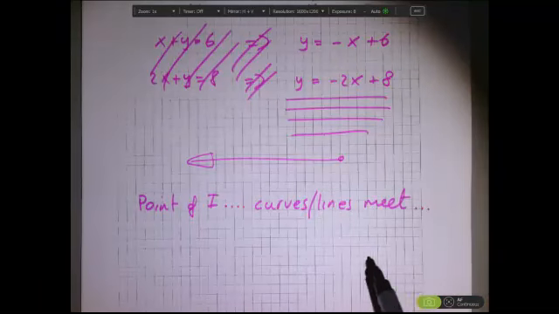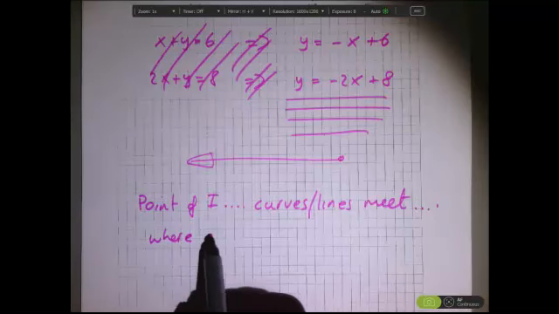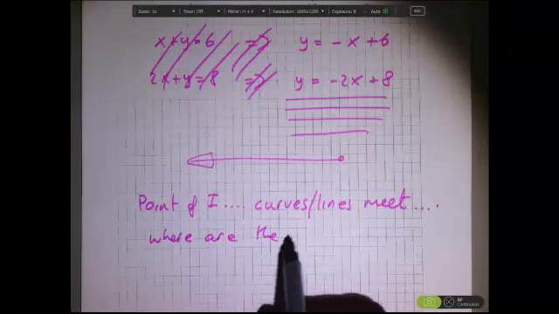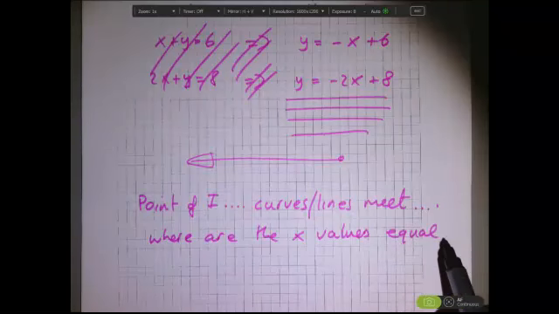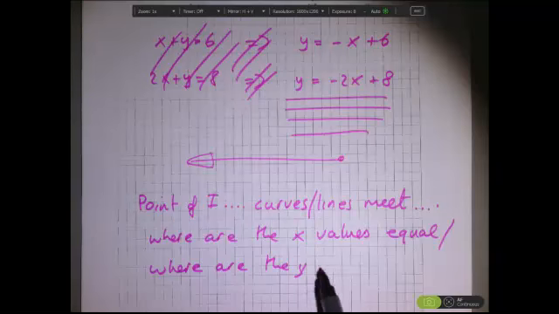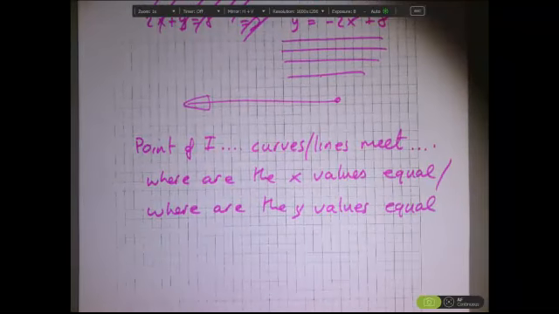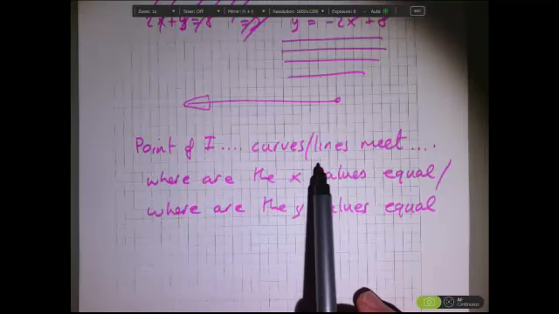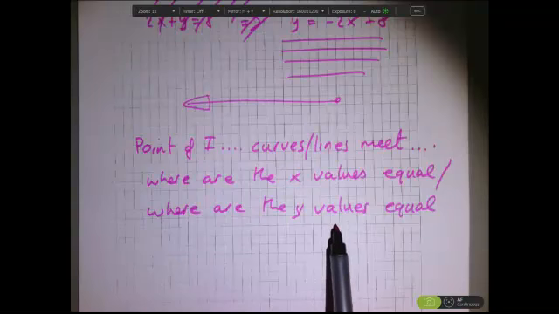And if you take that a step further, what you're talking about is where are the x values equal, and/or where the y values equal. So in other words, point of intersection: yes, it's where the lines meet, but you're really saying where are the x and y values the same. That's what you're really asking yourself.